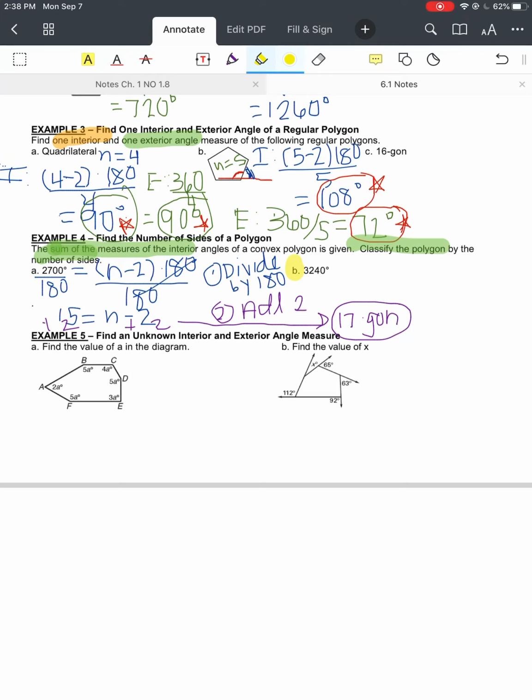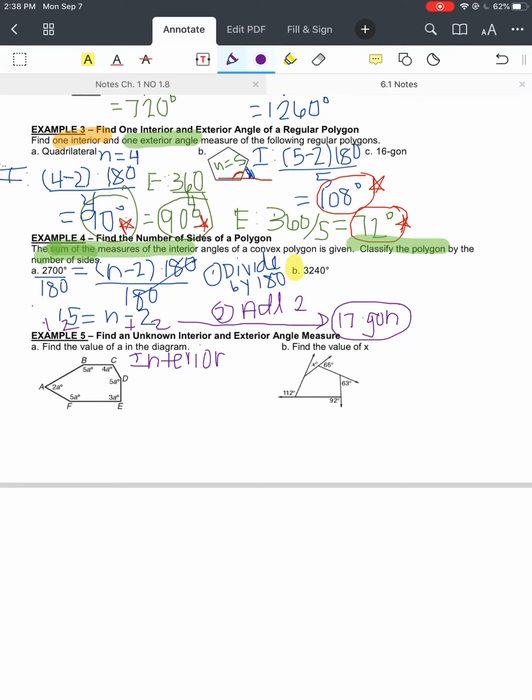All right, last example is example 5. Find the unknown interior or exterior angles. So now we're given a picture. And in these pictures, we're either given interior or exterior angles, and we have to determine what the missing value is, either A or X. The first question you always have to ask yourself for these types of problems is, are these interior inside angles or exterior outside angles? Letter A, these are interior angles. That's important because we still have to apply one of the formulas above.